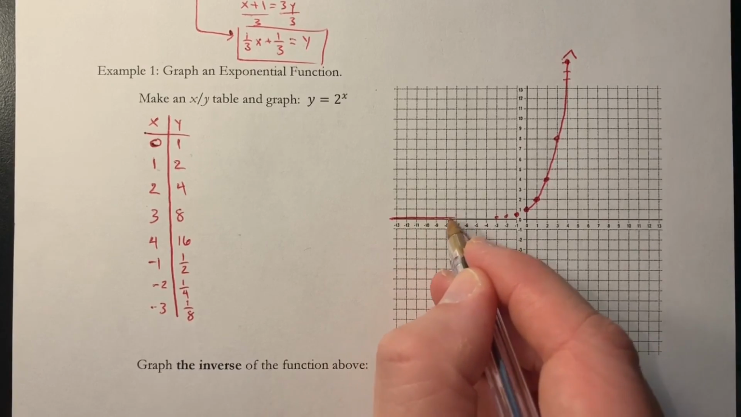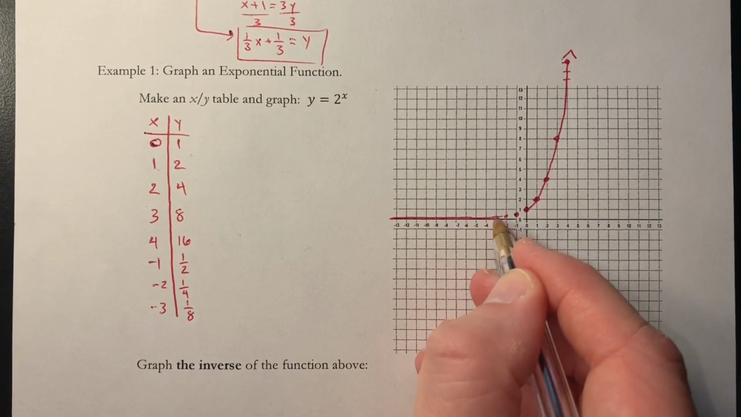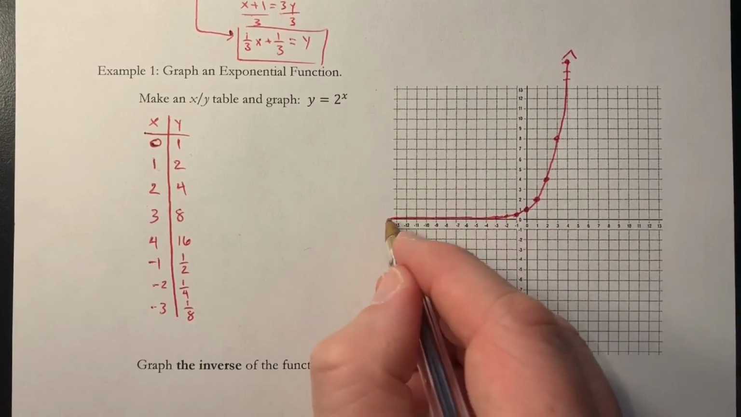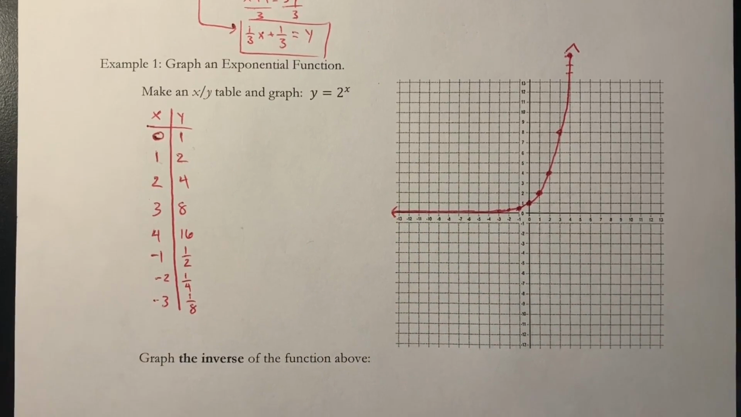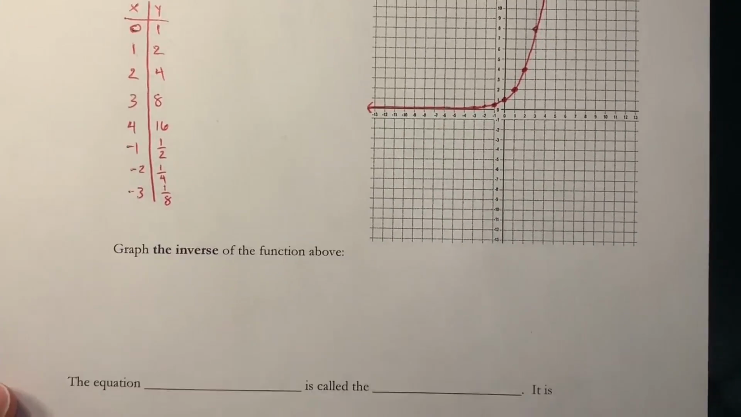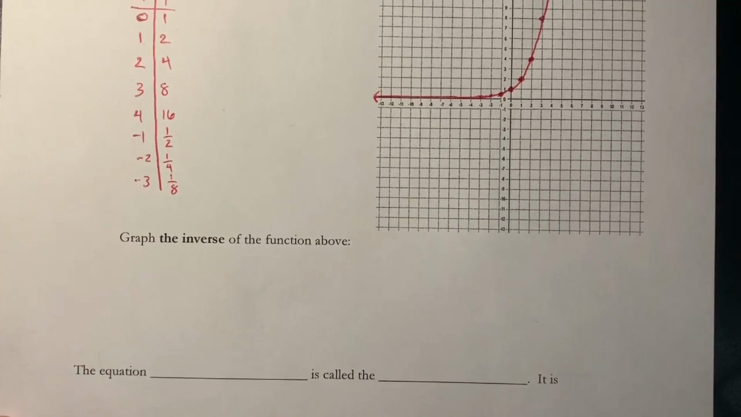It will never actually reach it. It just gets infinitely close. So that's what our graph will look like. Okay, so that's the graph of that exponential function. So next up, we are going to graph the inverse of that function.